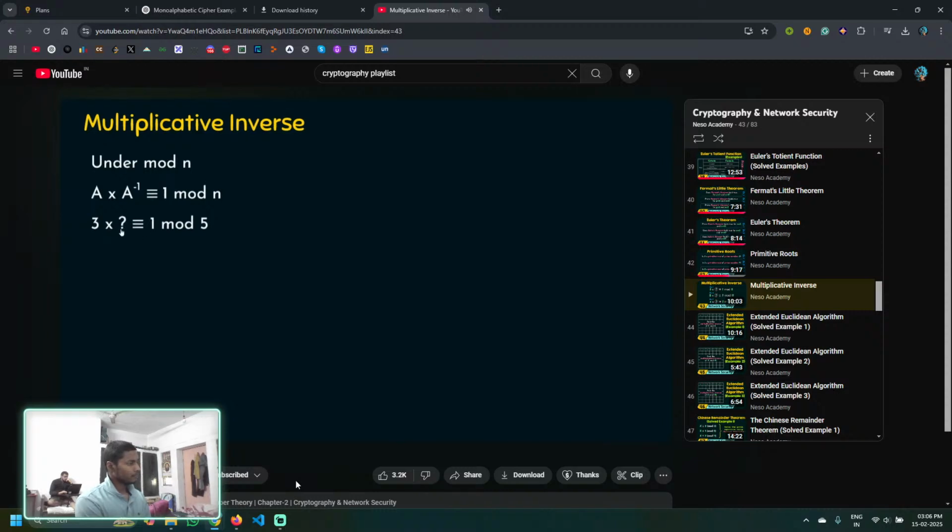Let's try the number 1. 3 into 1 is 3. So 3, when it is divided by 5, we get 3 as a remainder. So 1 is not the multiplicative inverse for 3. Let's try with 2. 3 into 2 is 6. When 6 is divided by 5, we get 1 as the remainder. So 2 is the multiplicative inverse of 3 mod 5, or 3 is the multiplicative inverse for 2 mod 5. So it's clear that for 3 mod 5, the multiplicative inverse is 2.